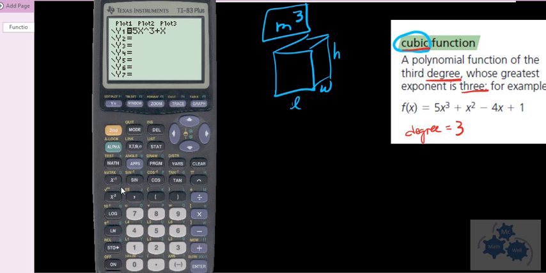Plus x squared, and you could do to the power of 2 as well, but I'll just use the squared button. Minus 4x plus 1. All right? So double check, make sure we got that right. Looks good. Let's graph it. There we go. Okay? So on a standard window, that's what it should look like right there.